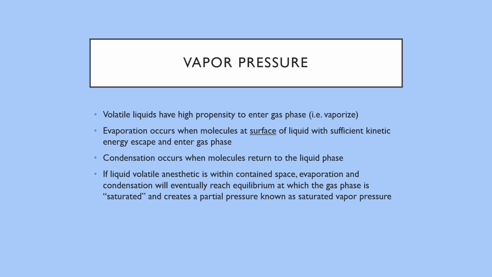Condensation occurs when those molecules in the gas phase return back to the liquid phase. And so if you have a liquid volatile anesthetic in a contained space, you have evaporation and condensation occurring simultaneously, and eventually an equilibrium will be reached at which that gas phase above the liquid is saturated and creates a partial pressure known as the saturated vapor pressure.